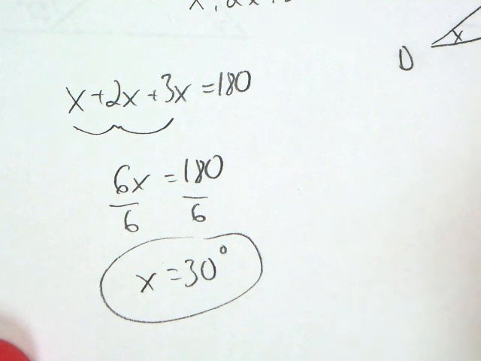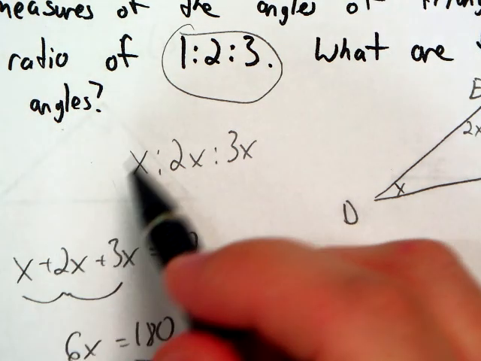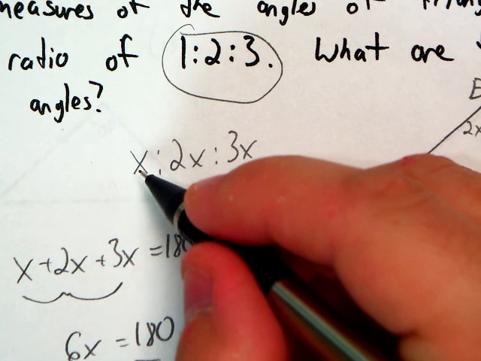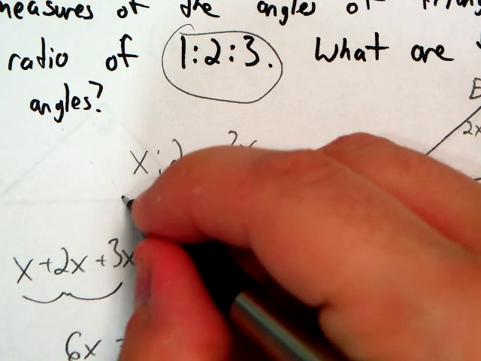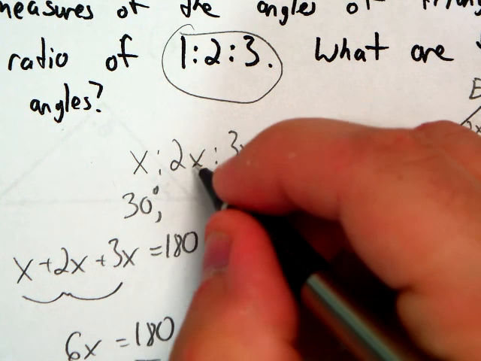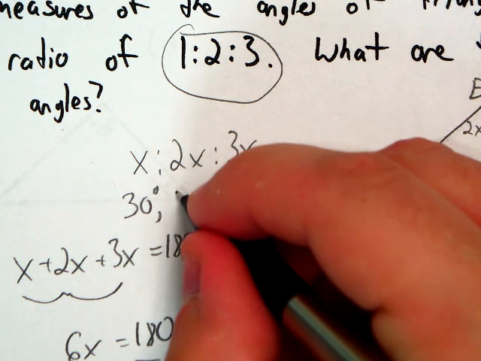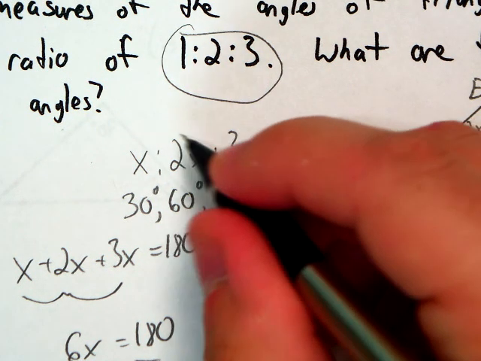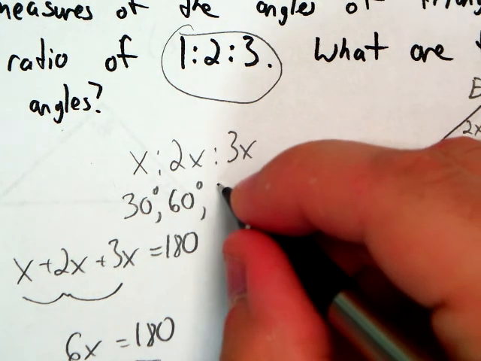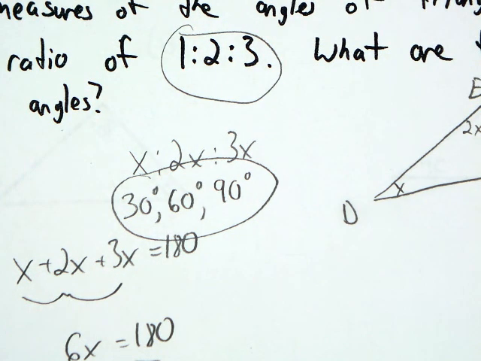Now, that's only the first part of this problem because it says what are the measures of the angles, so we need all three of them. So that's really going to be looking at this one, and this one. So X is 30. 2X would be twice this one, so 2 times 30, this would be a 60-degree angle. And then 3X would be 3 times the first one, so 3 times 30 would be 90 degrees. So the three angles are 30 degrees, 60 degrees, and 90 degrees.